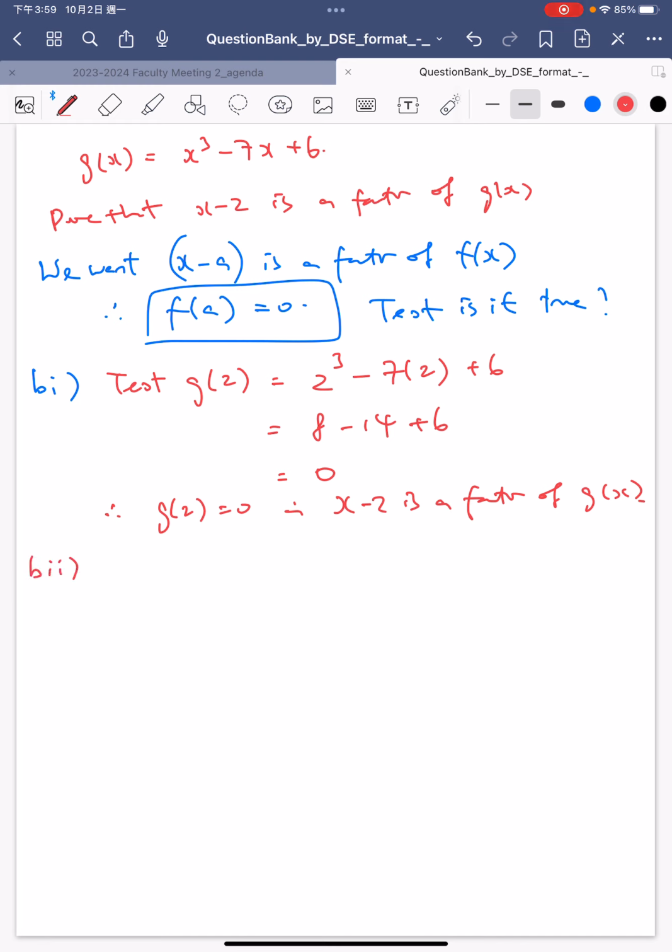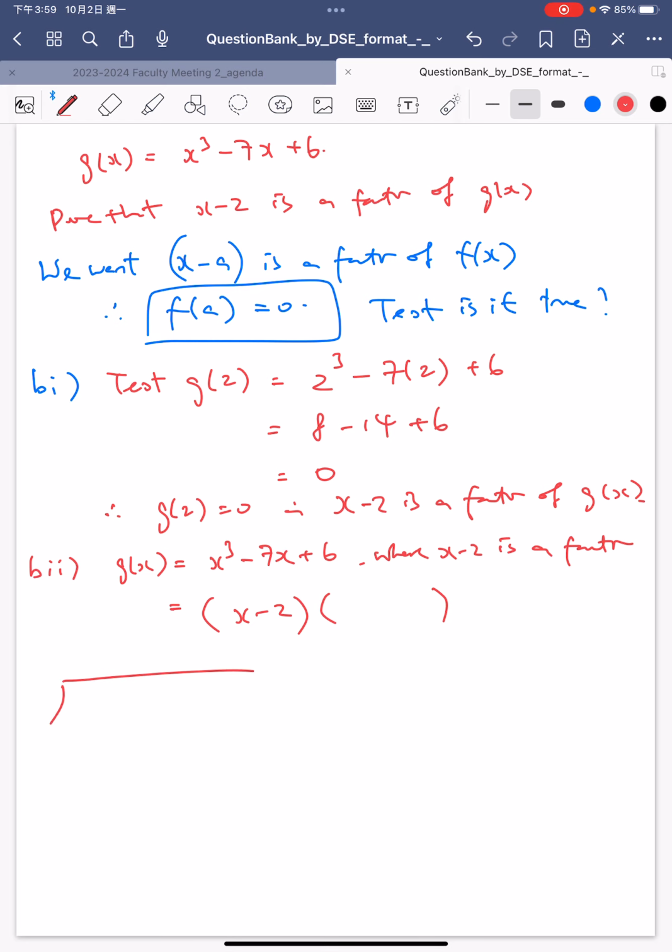And for the second part, we need to factorize g of x. So g of x is equal to x cubed minus 7x plus 6, where x minus 2 is a factor. So factor means that the whole thing can be written as x minus 2 times something else. So we can use long division. So we have x cubed plus 0x squared minus 7x plus 6 divided by x minus 2. So what we need to put is something here times the x that will give you x cubed. So we have x squared. If you multiply it, we get x cubed minus 2x squared.